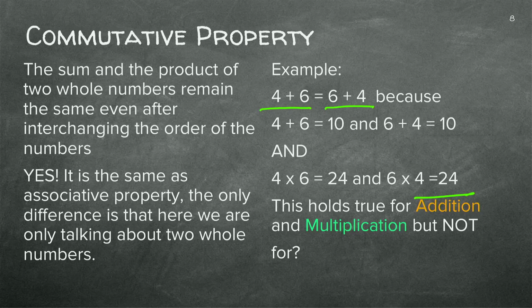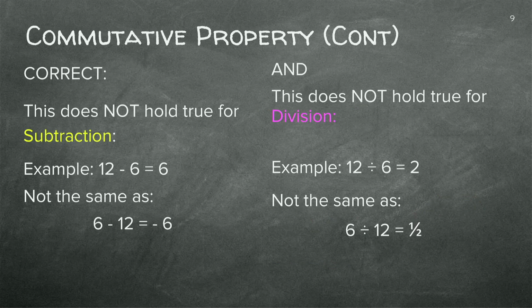So this property holds true for addition and multiplication, but not, by now you have the answer, but not for subtraction and division. Let's explain. If you subtract 6 from 12, you get 6. But if you turn it round and you take 12 from 6, it's not the same answer. And the same with division.